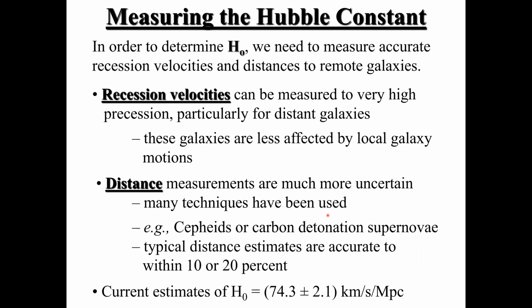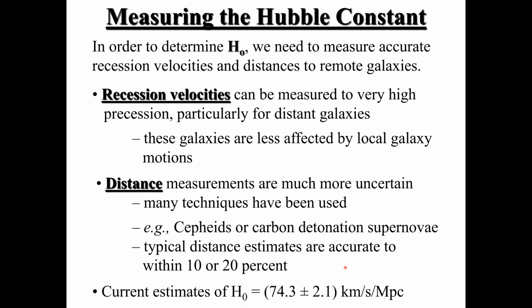Many techniques have been used to measure the distances to these galaxies. One way is using Cepheid variables that we talked about in the previous lectures. And you can also use carbon detonation supernovas to measure the distances. And remember, for this purpose you cannot use the parallax method, right? There is a practical problem with parallax, because when the distances are larger, the parallax angle gets smaller, so you cannot use it for objects that are far away, such as galaxies and galaxy clusters.